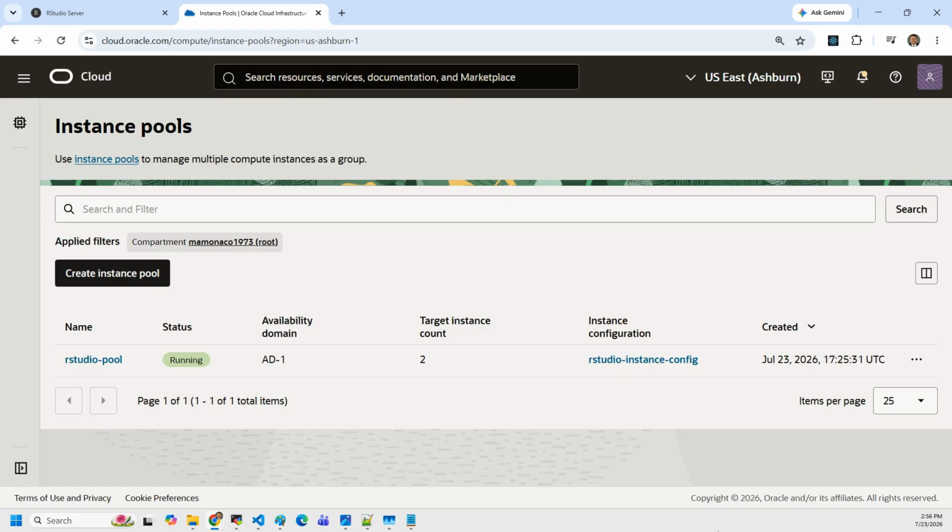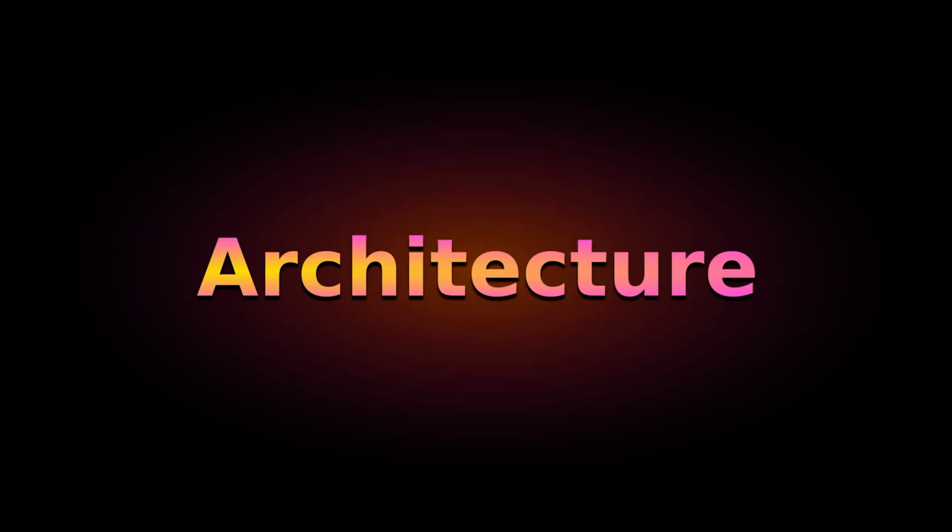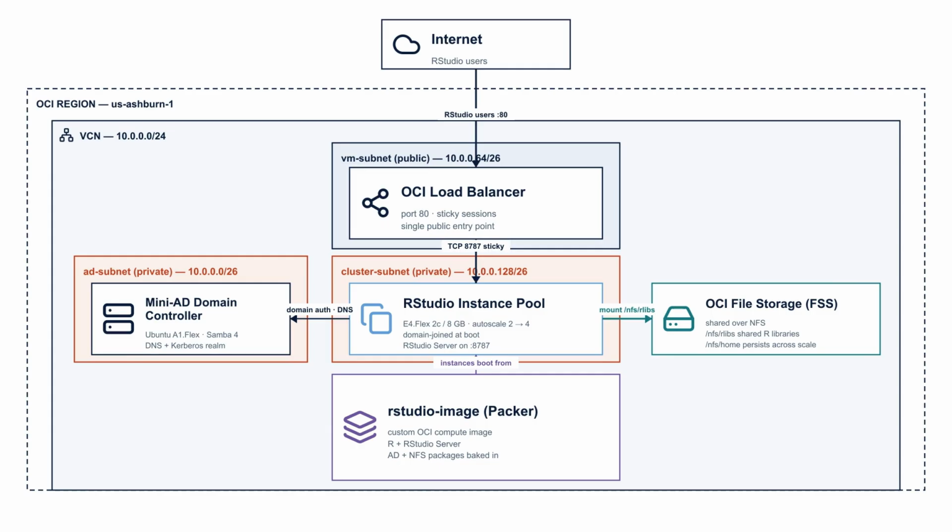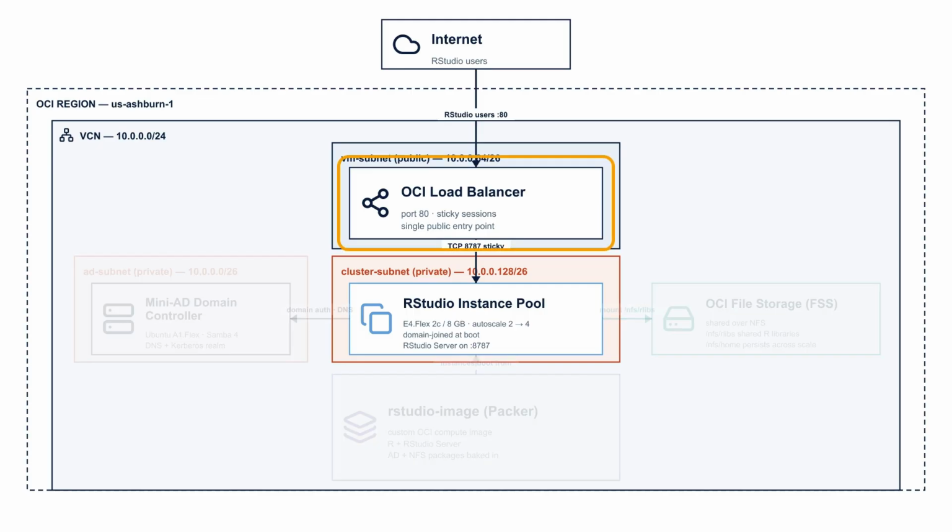Let's break down how it fits together. The whole cluster runs inside a single Oracle Cloud region in one virtual network. Let's walk through it, piece by piece. Users come in through one door. An OCI Load Balancer on port 80 is a single public entry point. It spreads traffic across the cluster and keeps each user pinned to one session.